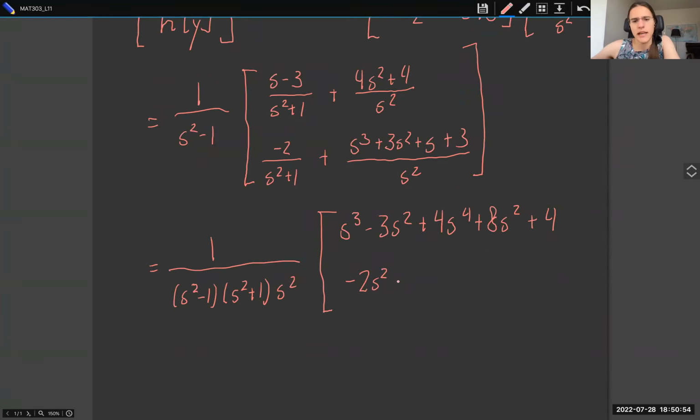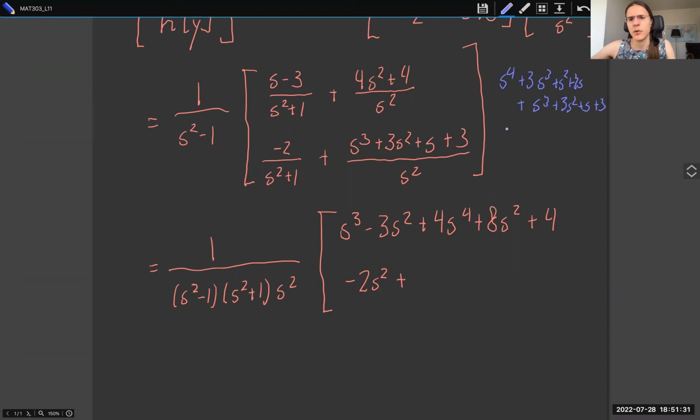And then I'm going to get this term, and then I'm going to basically, okay, let's do a visual aid. So s to the 4th plus 3s cubed plus s squared plus 3s. So that's shifting it over by 1, and then multiplying it by 1, then it's just going to be s cubed plus 3s squared plus s plus 3.